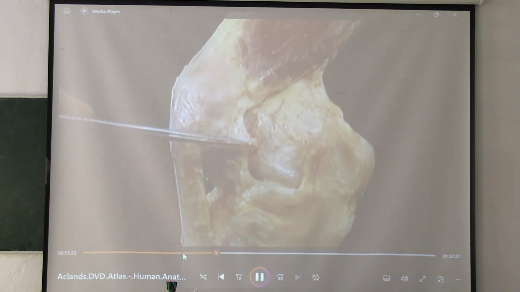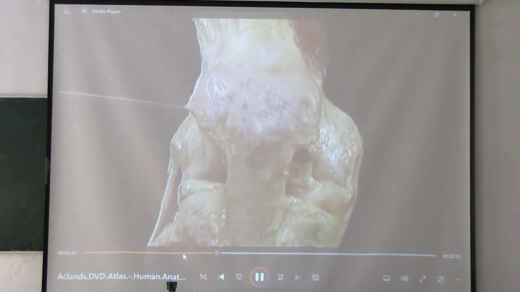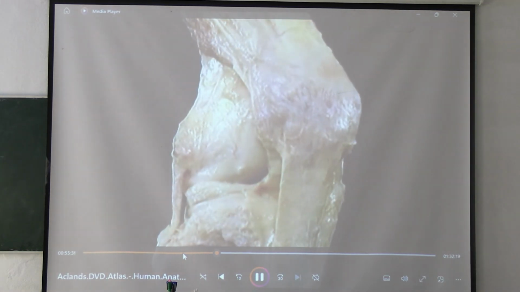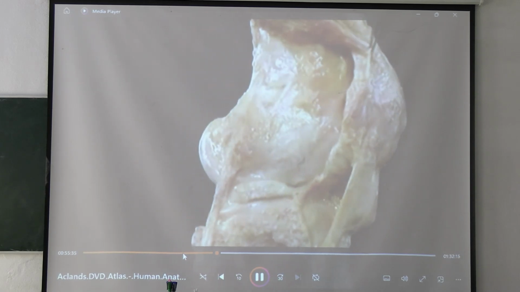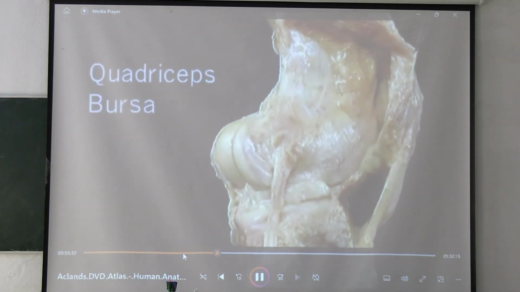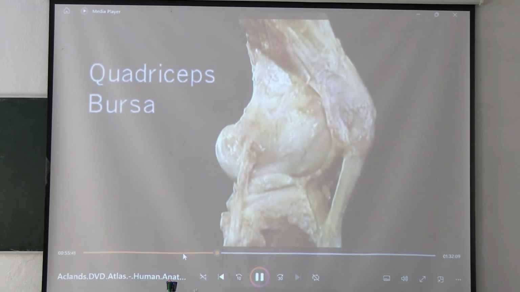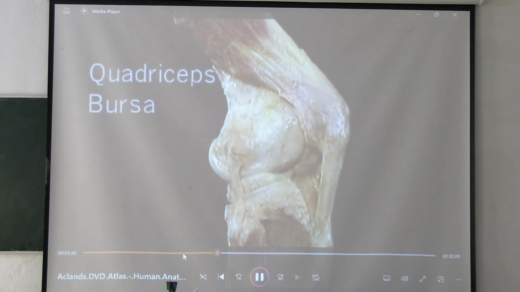On the medial side and on the lateral side, the tendon is continuous with the capsule of the knee joint. Between the quadriceps tendon and the femur is an extension of the knee joint cavity, the quadriceps bursa. It's lined with synovial membrane. This lubricated pocket enables the quadriceps tendon to slide easily on the femur. Now we'll complete our picture of the knee joint by adding the fibrous capsule that encloses it.